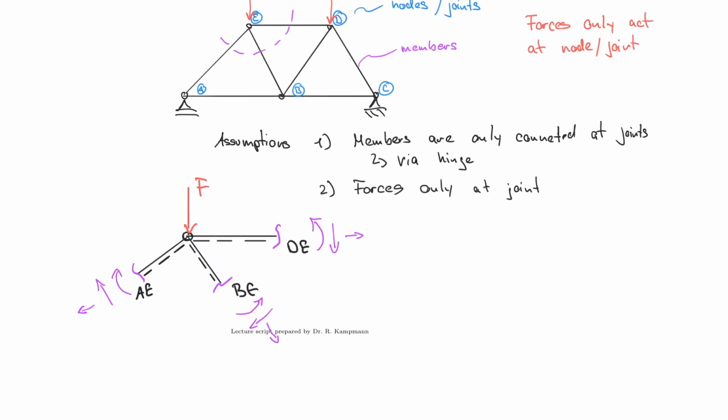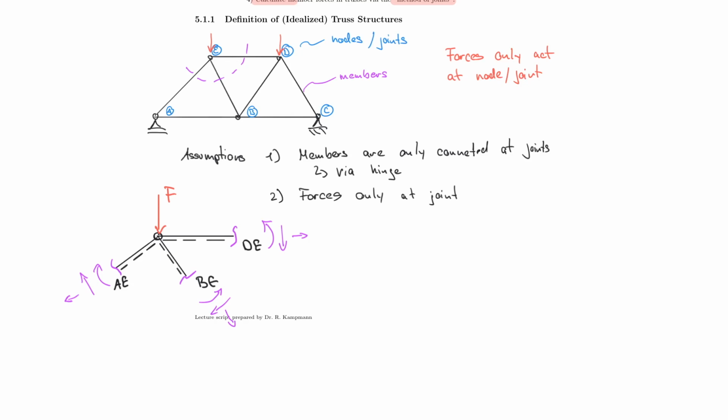Our assumptions. We said that we have only connection at the joints via hinge, and that forces only act at the joints. So let me elaborate on that for a second. If I were to have a truss structure that looks like this, and so far it looks the same as my structure above.